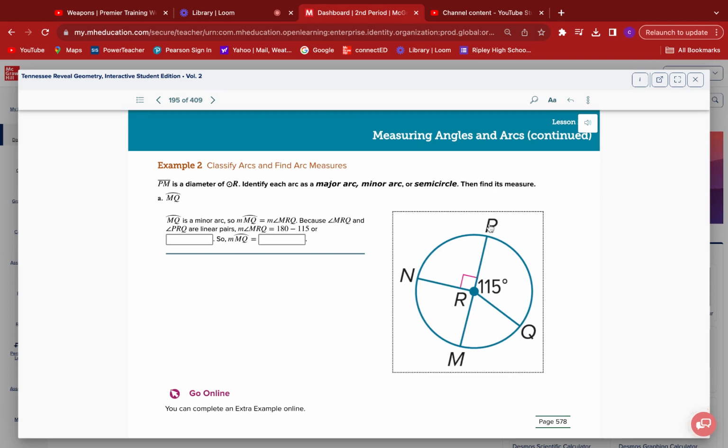PM, that's my radius. I'm sorry, it's my diameter. PR is my radius. PM is my diameter of circle R. Identify each arc as major, minor, or semicircle. Then find its measure. Okay, here we go. MQ. They want MQ. Well, first off, I noticed they use 2 letters, and MQ is smaller than half a circle. So MQ is a minor arc.